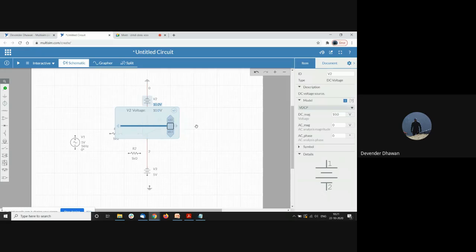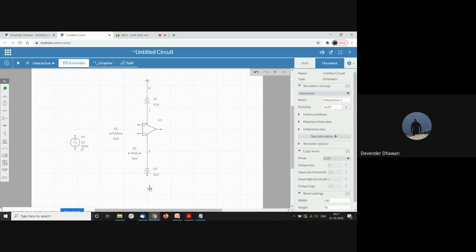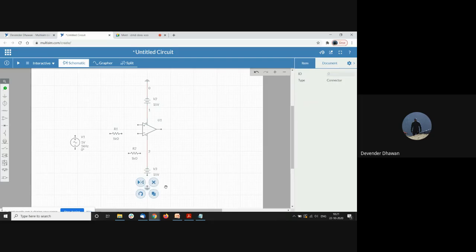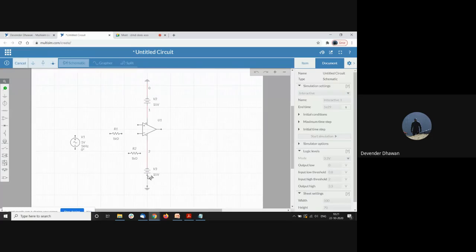Let me give this 15 volt, and this one is also 15. You can see that I have connected the negative end here, because this will give minus 15. So plus 15 to minus 15 is what we have given here.